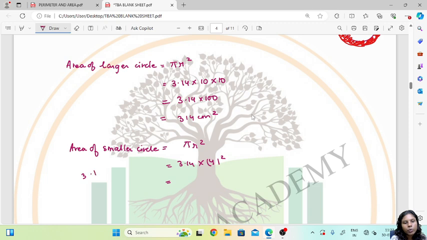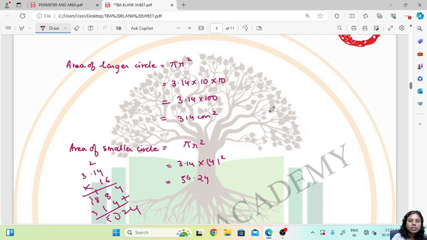So 3.14 into 16. 6 4s are 24, 6 1s are 6, 7, 8, 6 3s are 18, plus 4, 1, 3, 8, 9, 10, 11, 12, 8, 9, 10, 3, 4, 5. So we have 50.24. Okay. So that is the area of the smaller one.